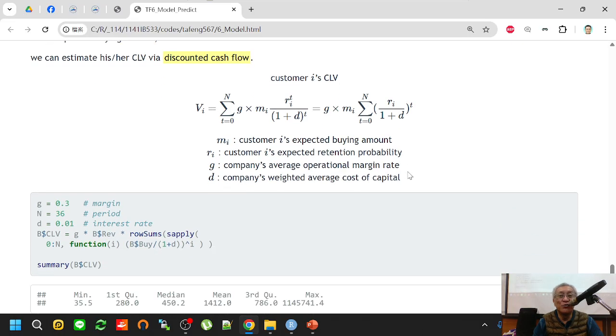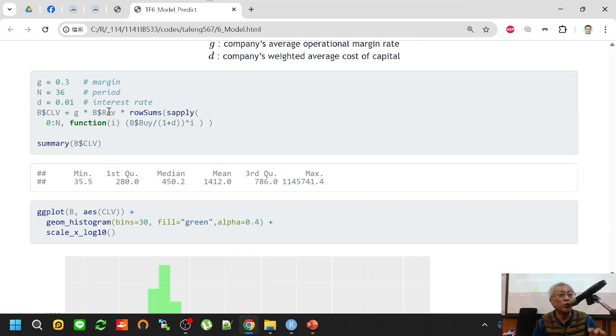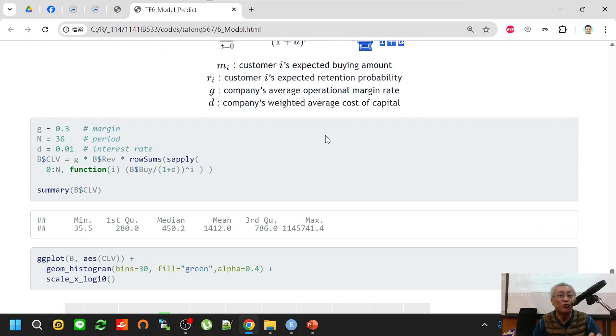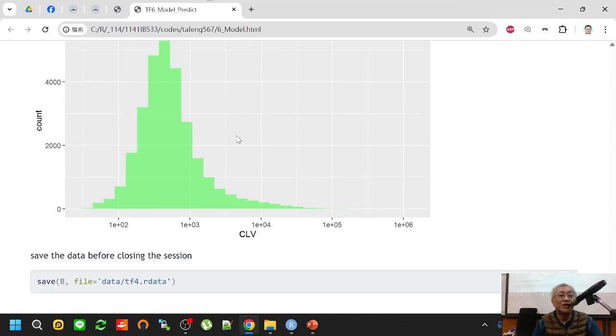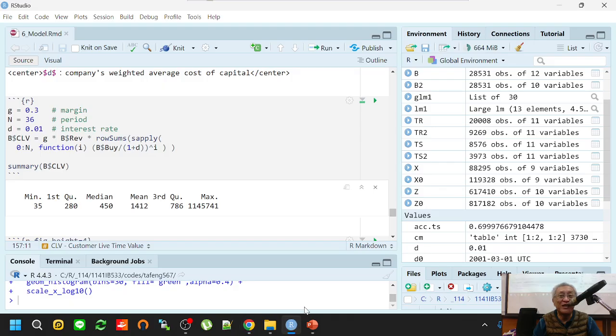Okay, when you do the CLV, when you go to a company, the company may have a different way to calculate CLV. You just follow their way to calculate it, right? And as I told you, this way of calculating CLV is quite conservative, so the value tends to be underestimated, right? Okay, so at the end of this notebook, we simply set this B data frame, because right now this B data frame has everything we want to know, right?